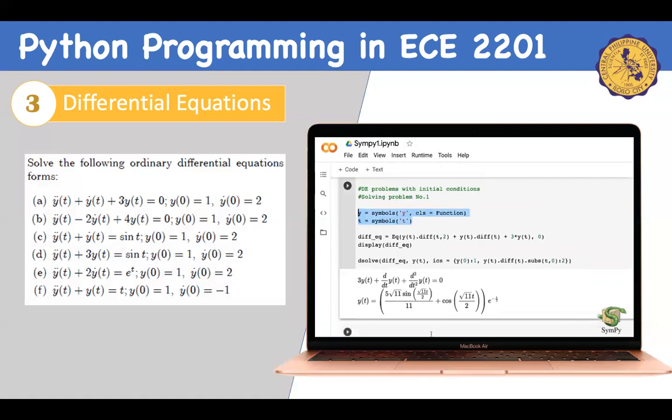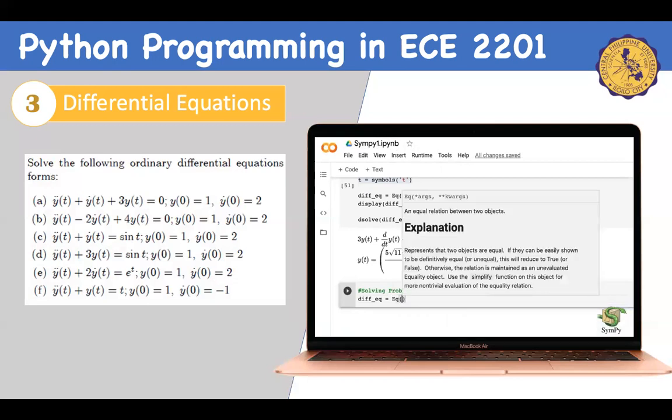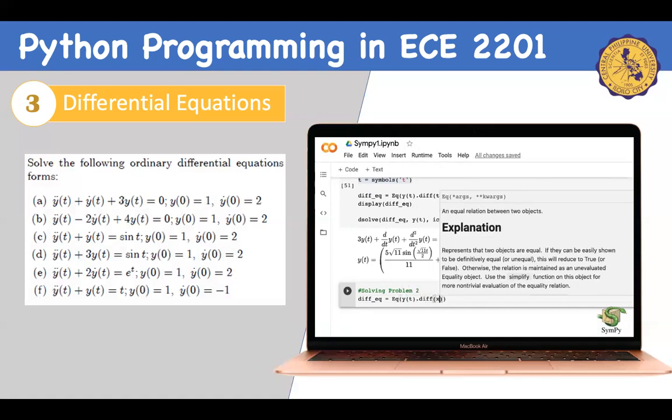Okay, I will copy this. We don't need to copy that because it is declared already. Now we will be solving problem number 2. Okay, now let's have the differential equation equals EQ, or equation. That's the second derivative of y(t). So we can say y(t).diff(x, 2). That's how we represent the derivative of the function.